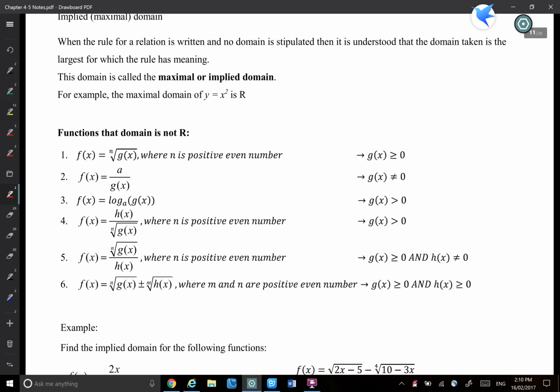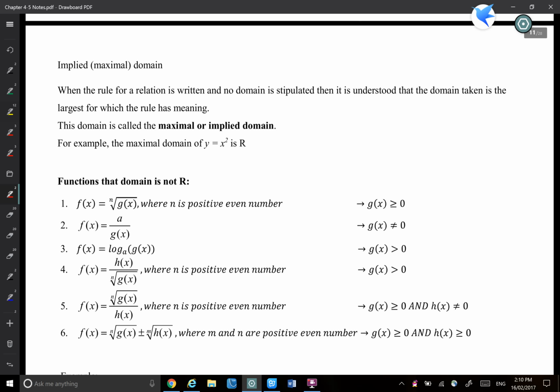Okay, I'll talk about this for a little bit, and I'll give you the work as homework to do. So what is the implied domain, or the maximal domain? Implied domain is the domain you can take. If I'm not telling you that you need to restrict your x to between 0 and 4, we want to take as much as we can for the x.